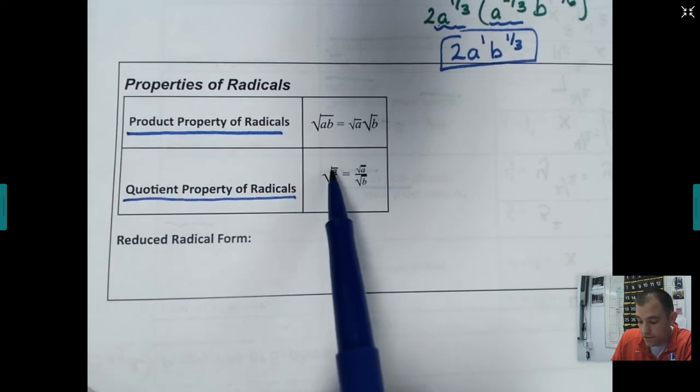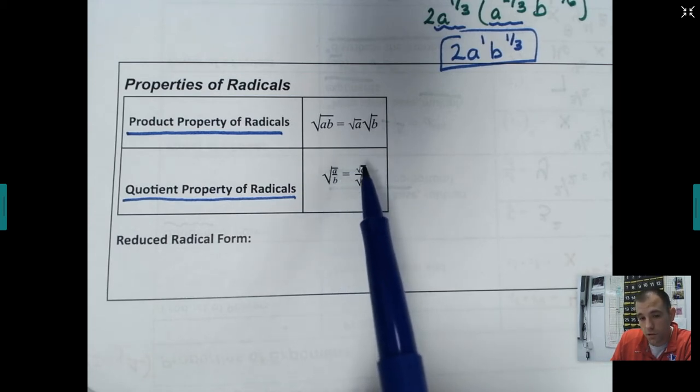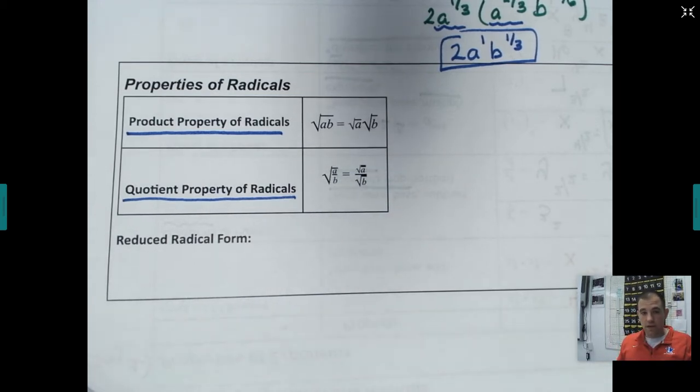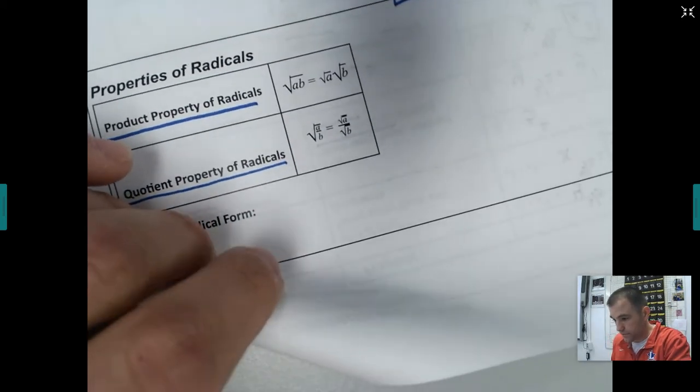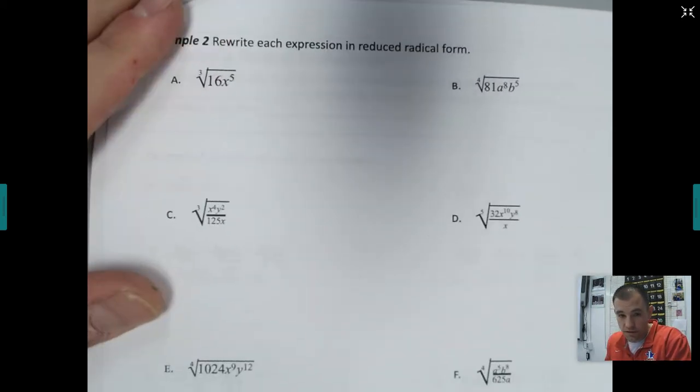When you divide, you can split it up. So the square root of A over B is the same as the square root of A divided by the square root of B. So you can split up one big radical and make it smaller radicals that are easier to work with. Let's do a couple examples of these. So let's do this first one.